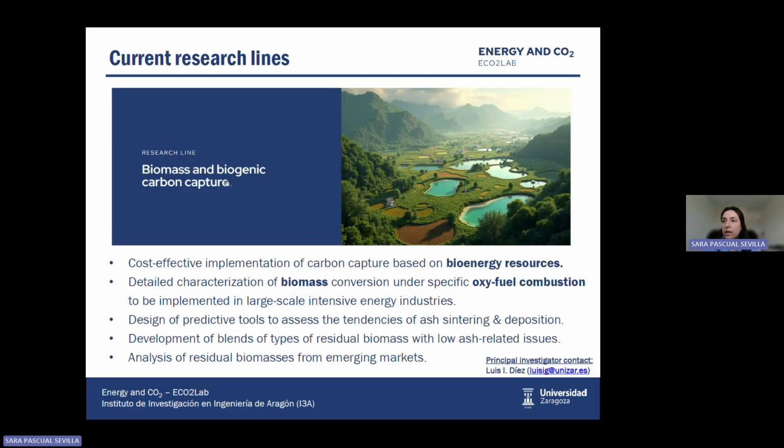Then the second research line, where we focused on the cost-effective carbon capture based on bioenergy resource and biomass conversion. And if you need additional details about this research line, you can get in touch with Professor Luis Ignacio Diez, which is the principal investigator in this line.